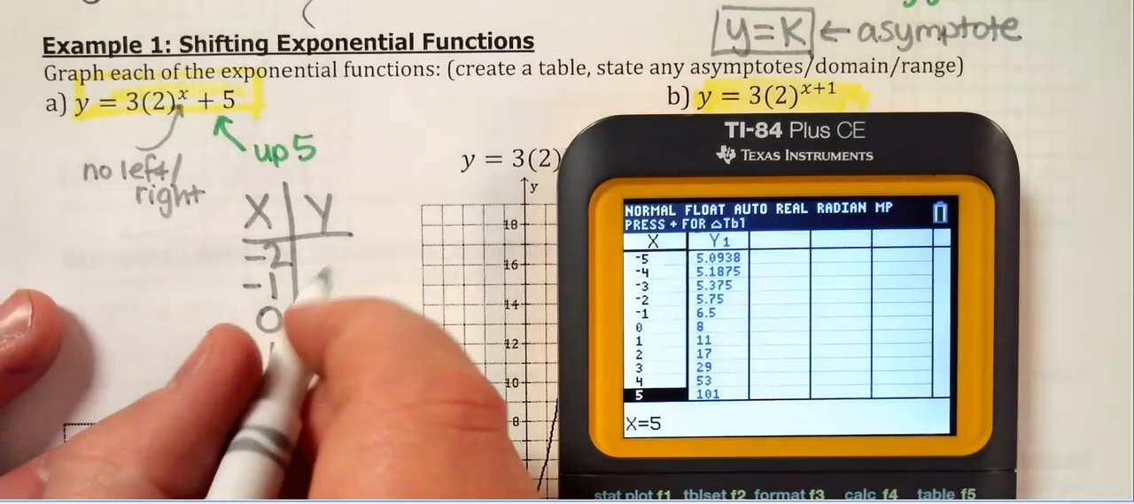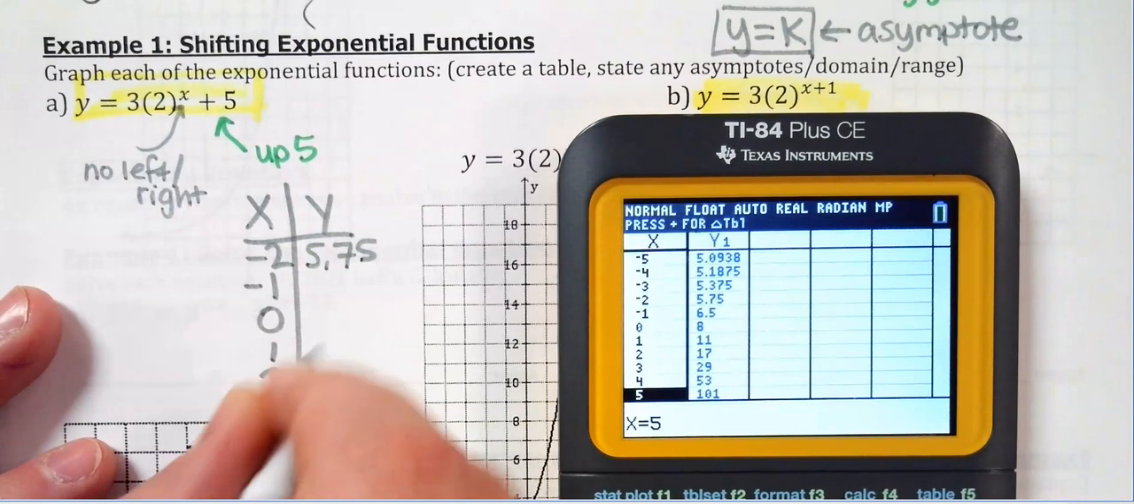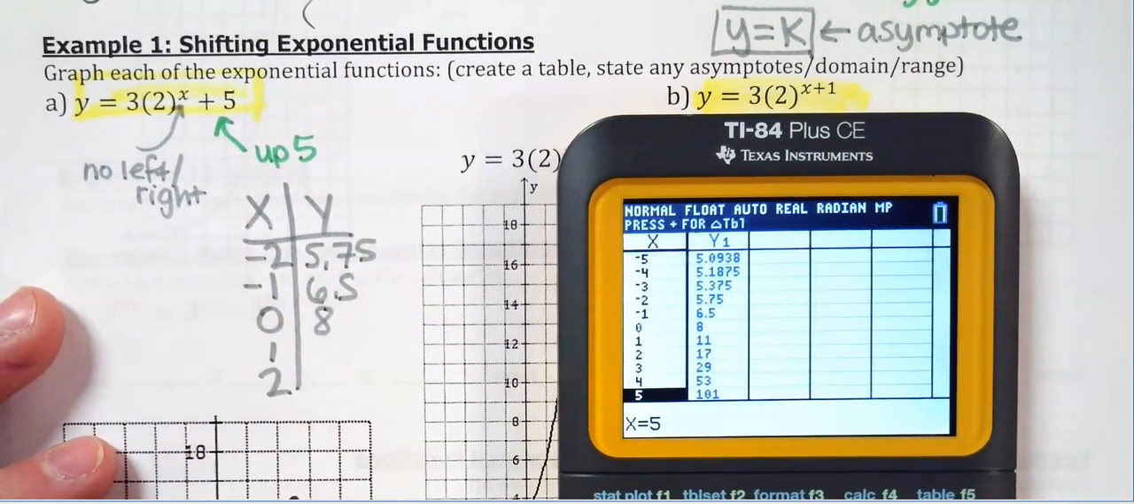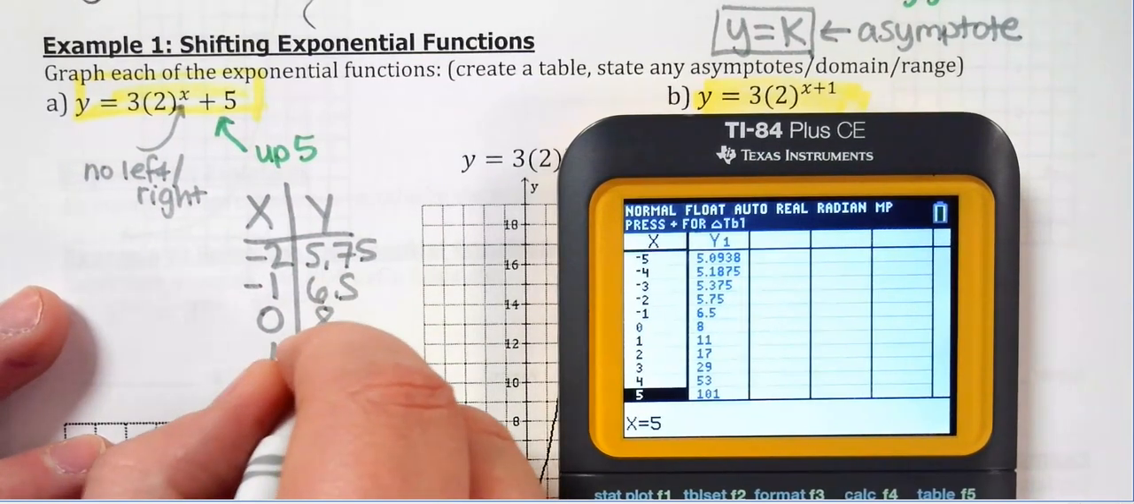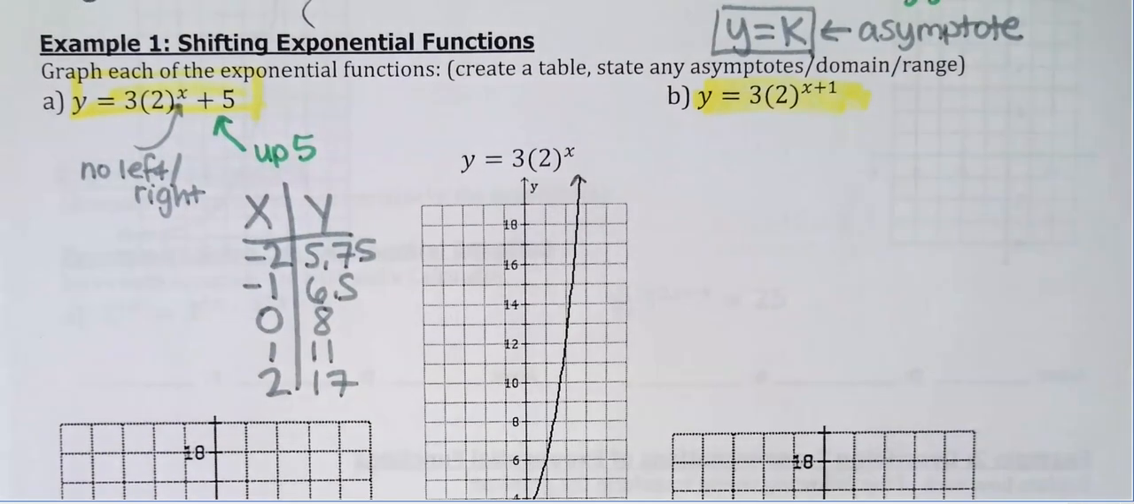So at -2, it says it's 5.75. At -1, you got 6.5. At 0, you have 8. At 1, you're at 11. And at 2, you're at 17. Now, these graphs are just going to require you to plot a minimum of 5 points. If you want to put more, that's totally fine. But as long as you have at least 5 points, we should be good.